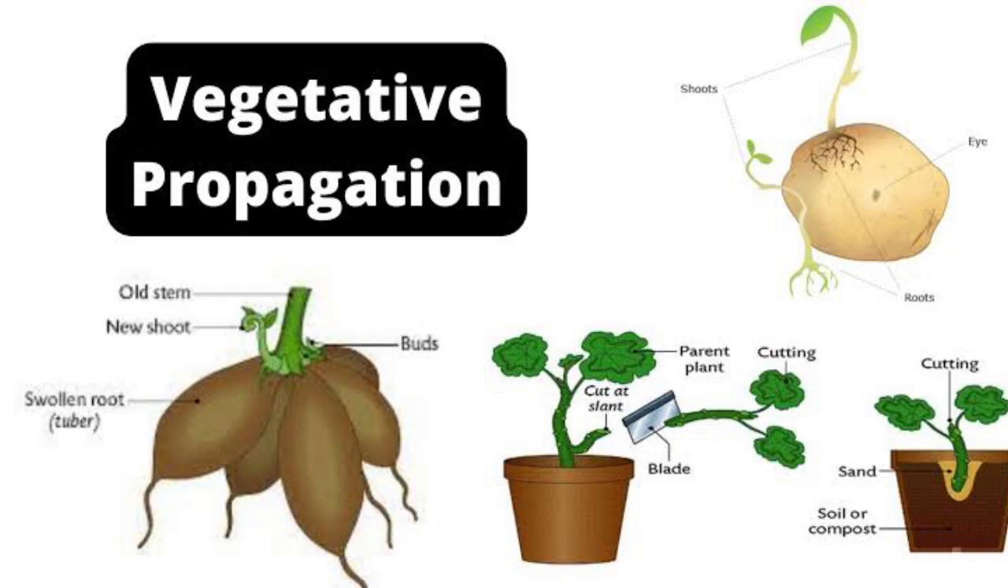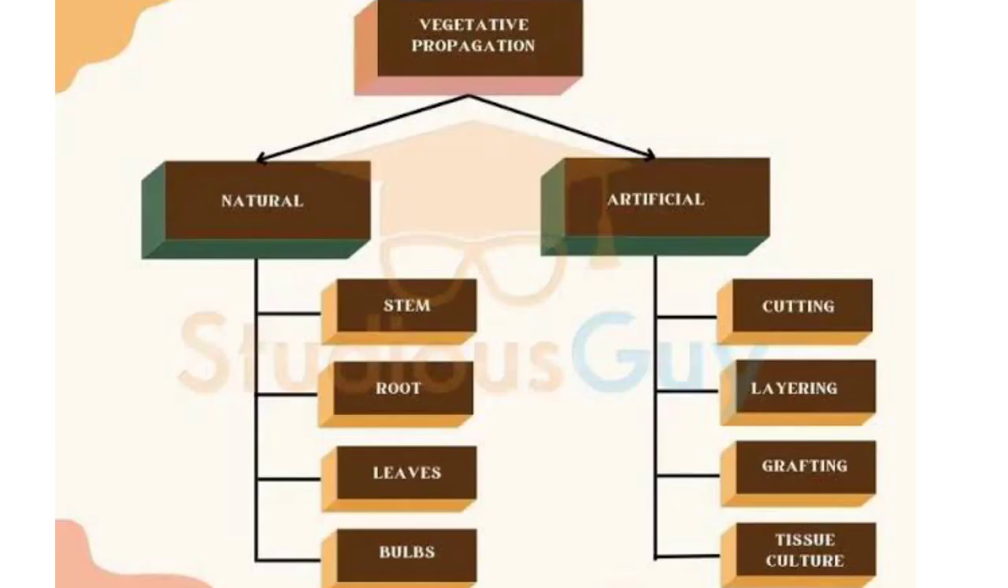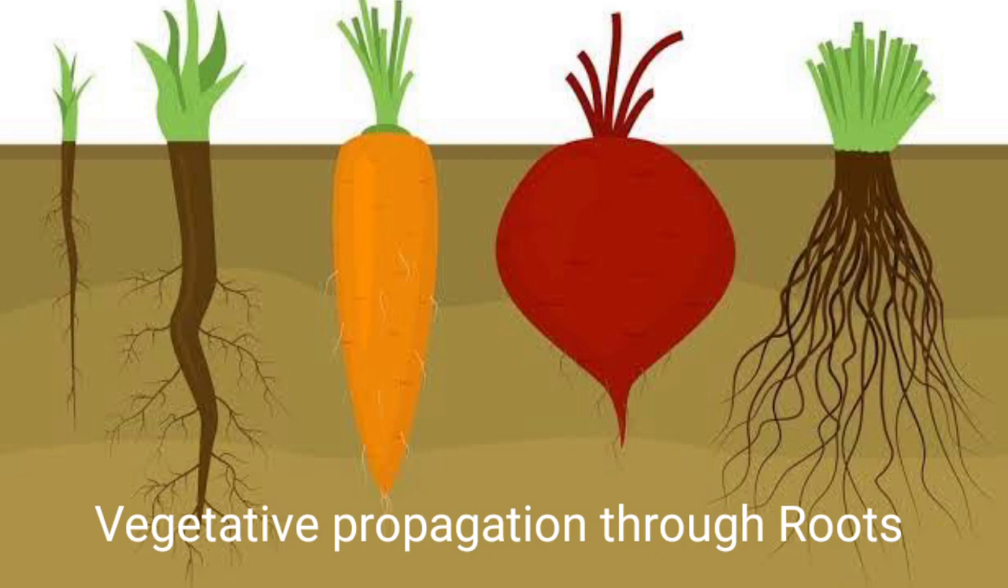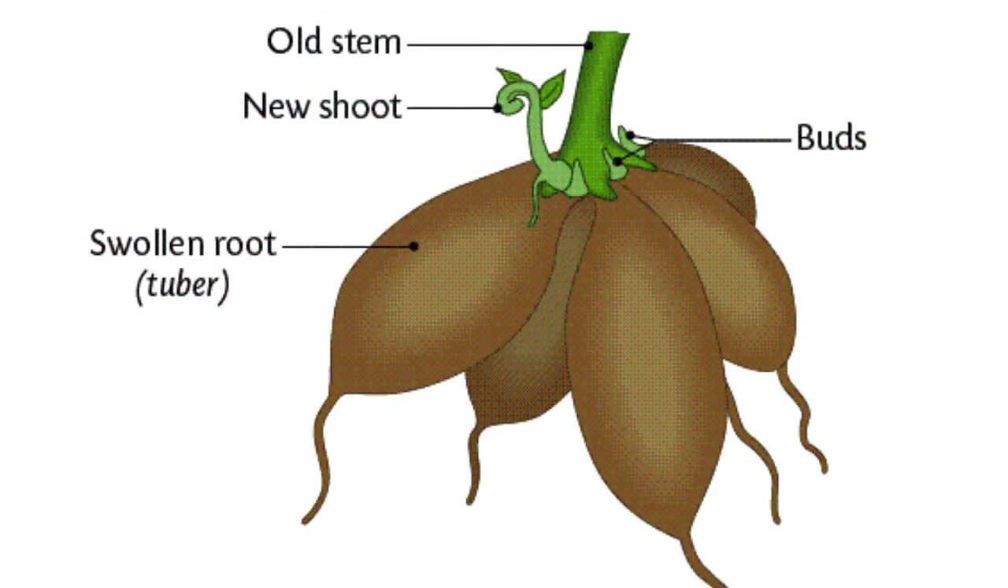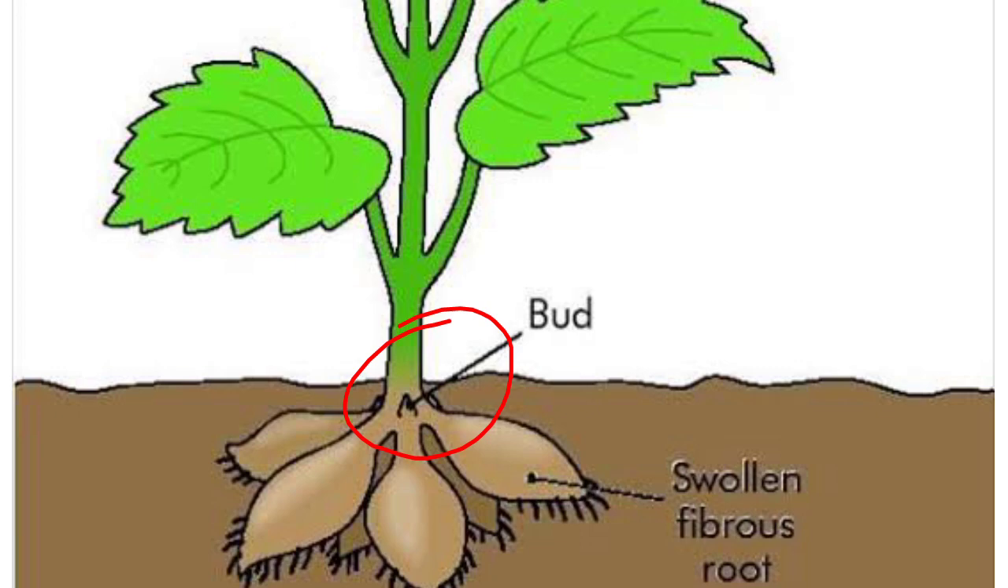Now there are two parts of vegetative propagation. One is the natural vegetative propagation and another one is the artificial vegetative propagation. So let's understand about the natural vegetative propagation. So first one is modified roots. The roots of some plants like sweet potato and carrot are swollen due to the food stored in them. These roots have small buds on them that develop into new plants when it comes in the contact with the soil.